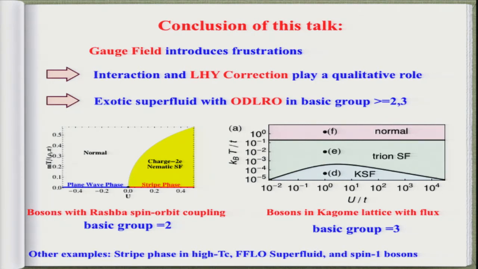And I gave you 2 examples. One is bosons with Rashba spin orbit coupling. Another is bosons in the Kagome lattice. There are also other examples discussed, like the Higgs phase in high-Tc superconductors, FFLO superfluid, or spin-1 bosons. This is some related work in other contexts.